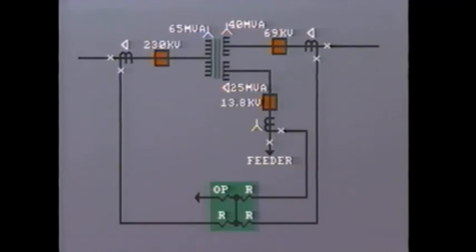As we discussed in the last segment, the CTs in the Y-connected windings must be connected in delta to avoid operation on external ground faults. And as before, in order to accommodate the 30-degree phase shift, the CTs in the delta-connected tertiary must be connected in Y. Here is the three-line diagram.